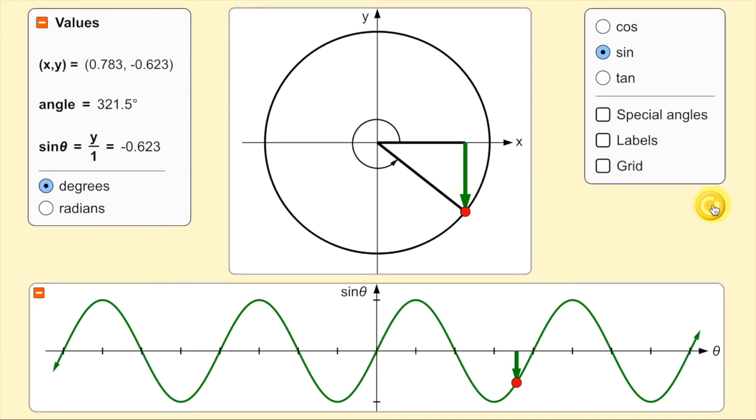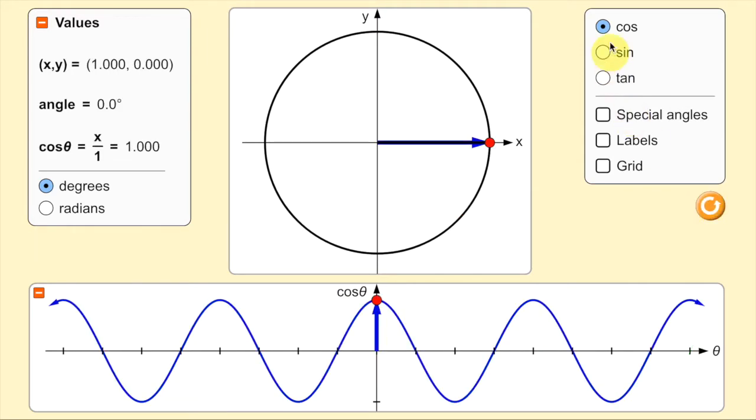Okay, so I'm just going to refresh again and consider cosine now. Remember, cos of the angle will simply equal the x value of that point. So if I move to a point in that first quadrant, cos of this angle theta will equal that blue line, which will achieve a positive x value. So first quadrant, cos is positive.